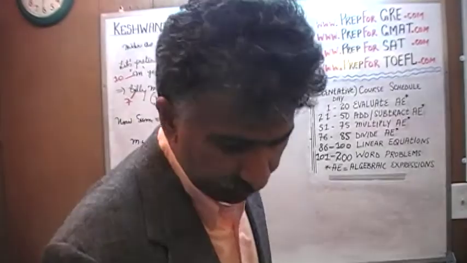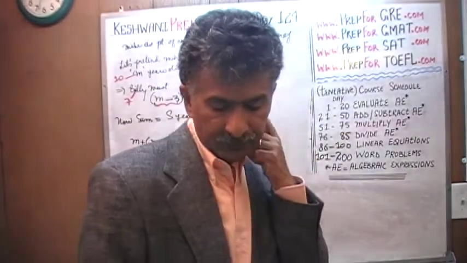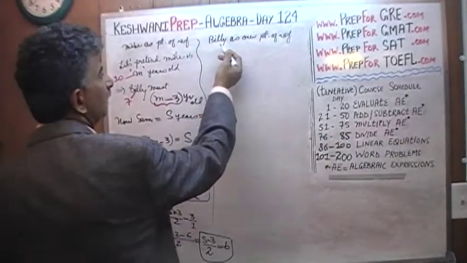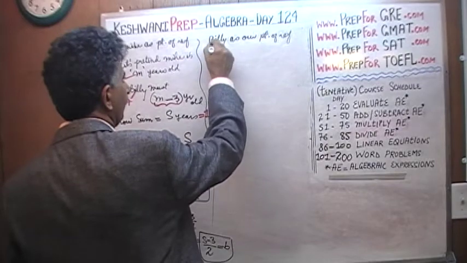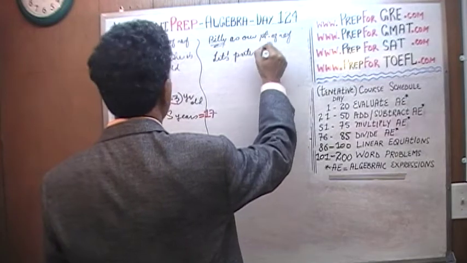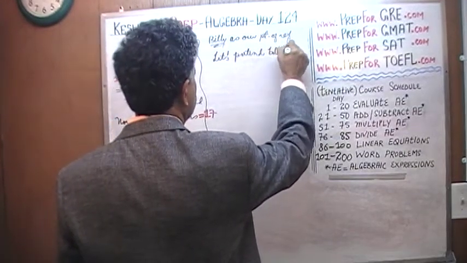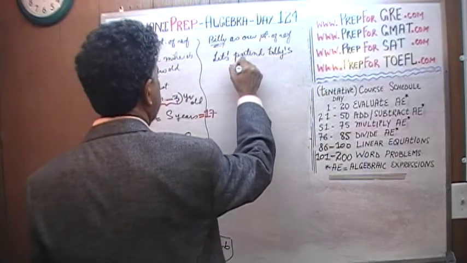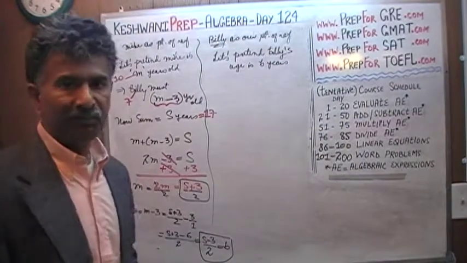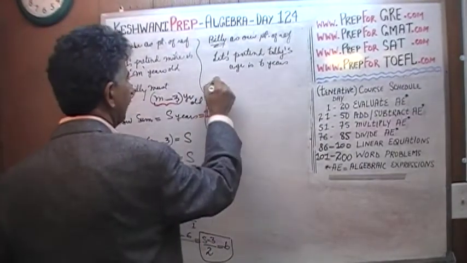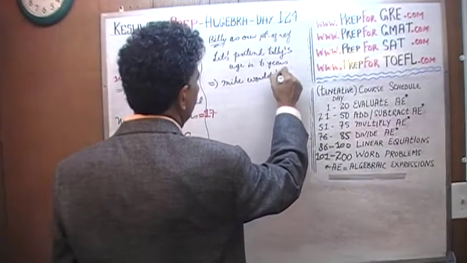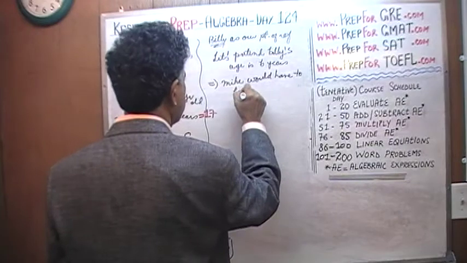Now we want to see what happens to the answer if we were to use a different point of reference. Let's use Billy as a point of reference. Let's pretend Billy's age is B years. Just pretend that Billy is B years old. If that were true, then Michael would have to be 3 more.